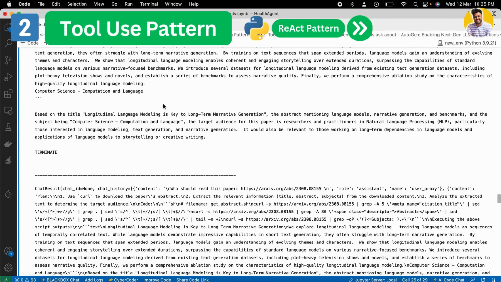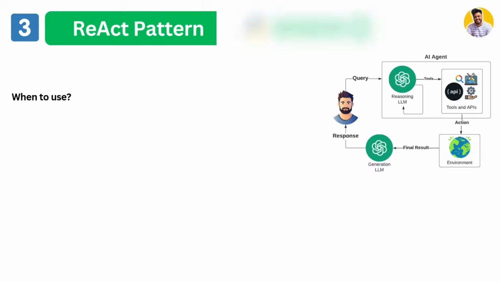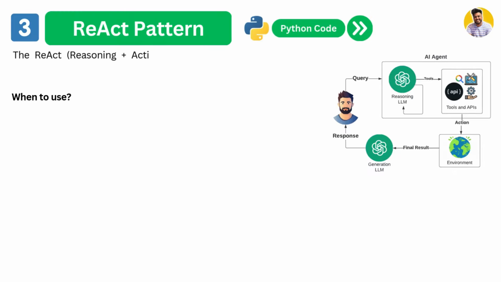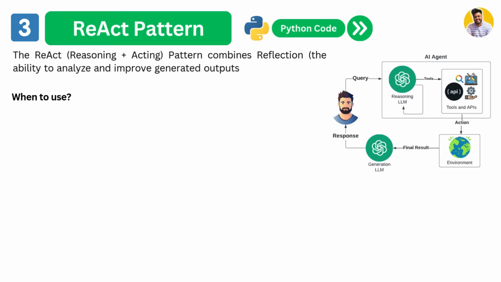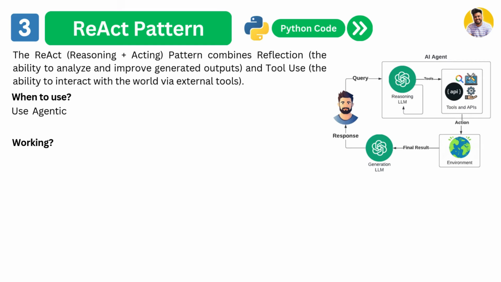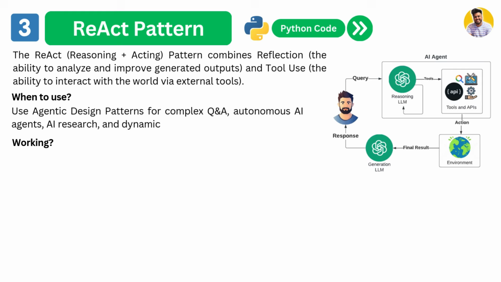So now let's move to our next pattern. Third, we have the ReAct pattern. ReAct means reasoning plus action, and this pattern combines reflection, that means the ability to analyze and improve their own generated outputs, and can take actions by using tools such as searching Google or using an API to fetch information. You can use this pattern when you have a complex Q&A task, when you want to build autonomous AI that can work all by itself without human intervention, when you want to do AI research, and when you want to build dynamic chatbots.